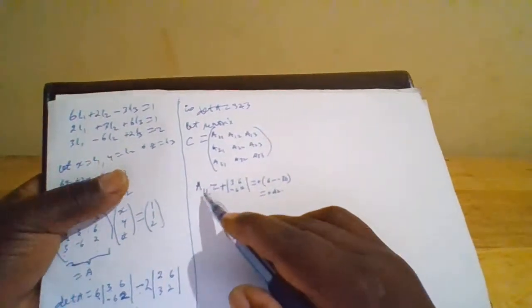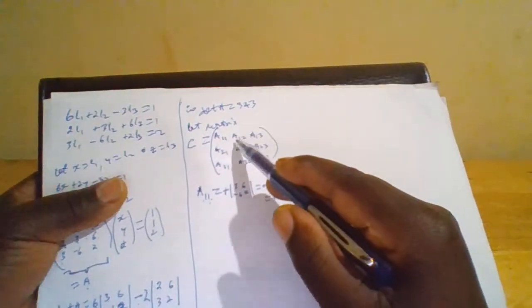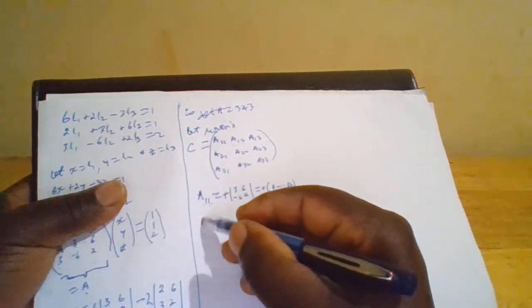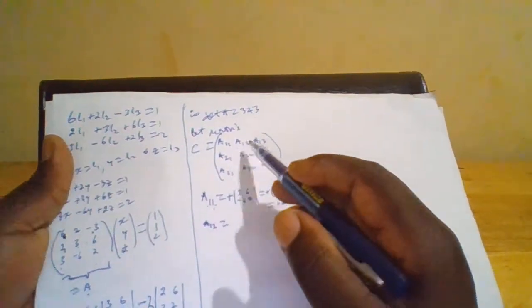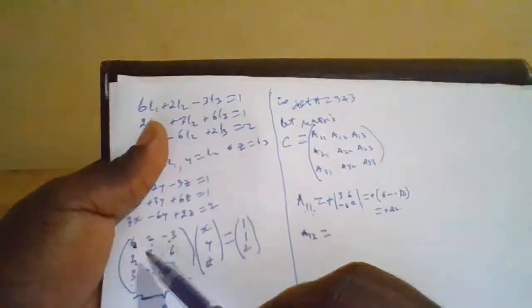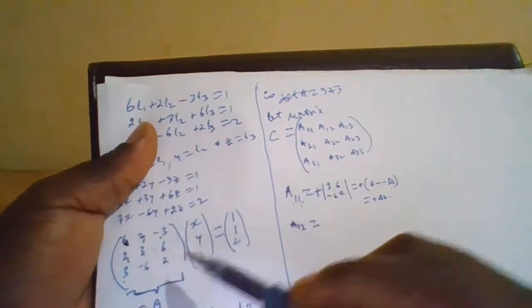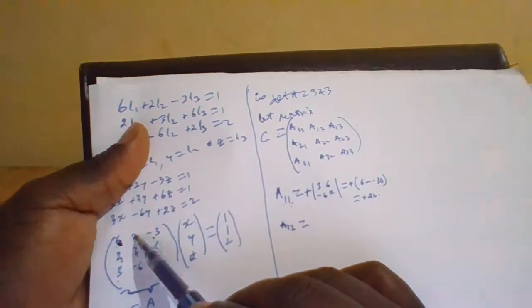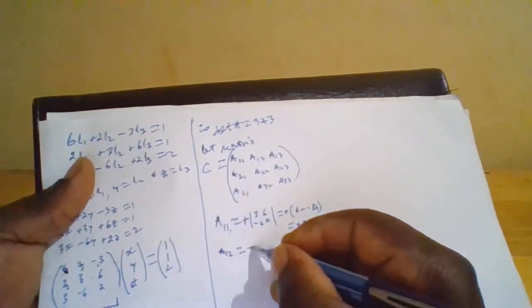Therefore, A11 is 42. Then you can get element A12. A12 corresponds to element 2. The place sign of element 2 is now negative. Remember, we started with positive, negative, so it alternates. The first one is always positive, then this one. So the place sign is negative.